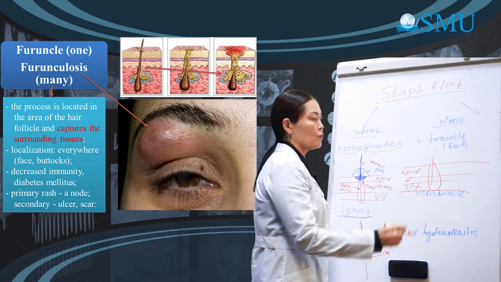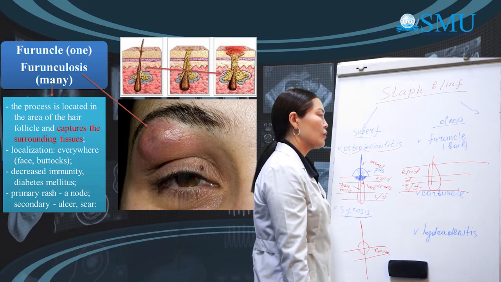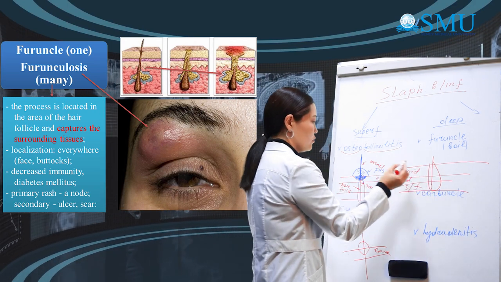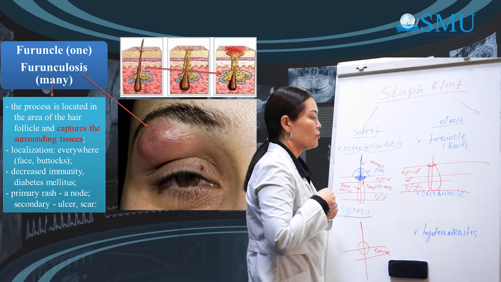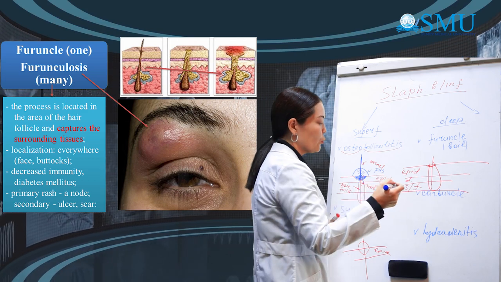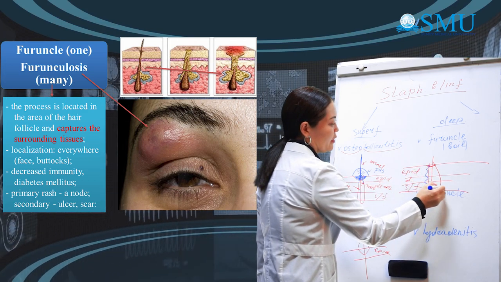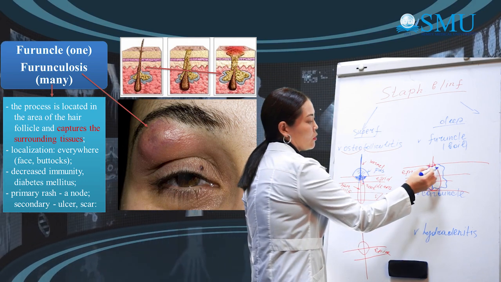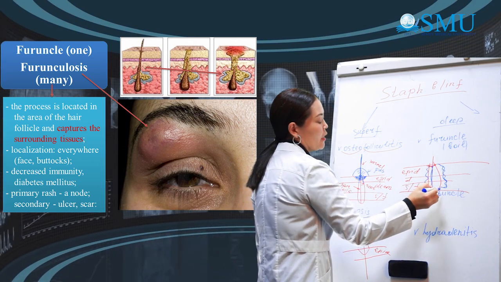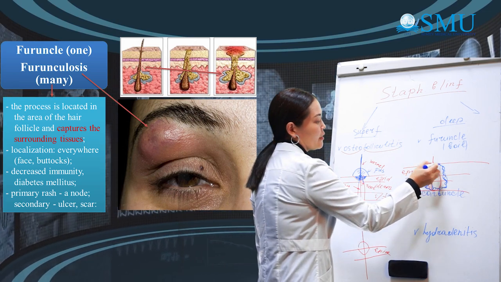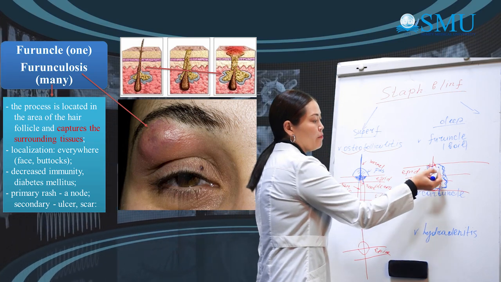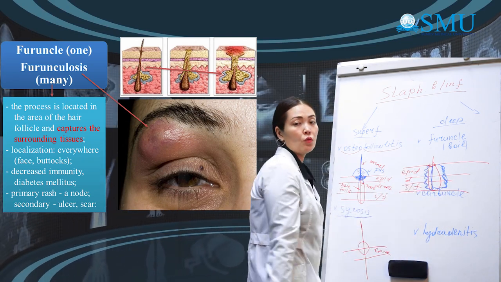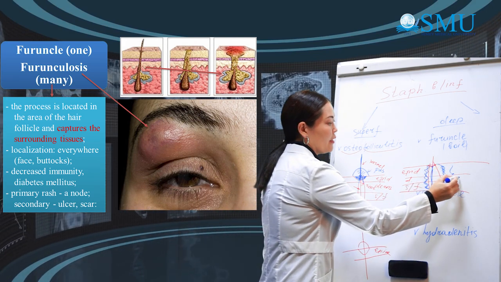So what does furuncle, or boil, mean? It means that in this type of disease, the pathological process will take not only the upper part of the hair follicle. In this situation, the pathological process will be bigger. It will spread through the whole hair follicle and hair root, and also the inflammation will take the tissues which surround this hair follicle. The hair follicle, root of the hair, and tissues around the hair follicle, all of these regions will be involved in the pathological process. In each of these parts, you will see inflammation.